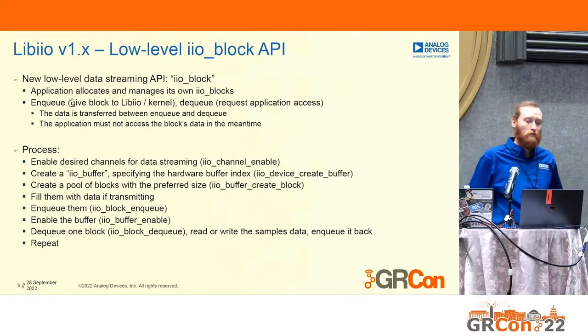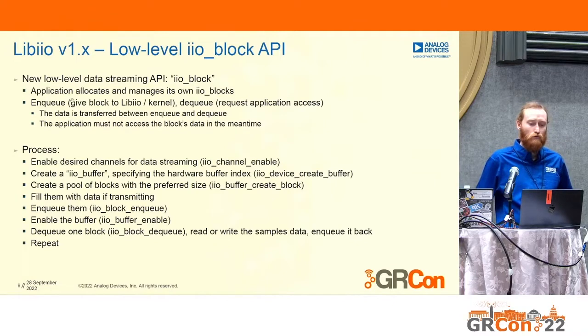The data transfer is actually handled by IIO block objects. So the concept of a block or IIO block in Libiio is basically that it represents a chunk of samples in the system memory. So your application is now responsible for allocating and managing its own IIO block objects. And the block can be in two states, dequeued or enqueued. Dequeued means your application owns the block and can read or write the data. And enqueued means it's owned by Libiio or the kernel, and then you should not manipulate it until it's dequeued again.